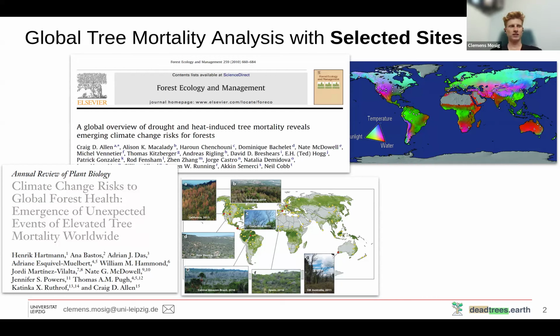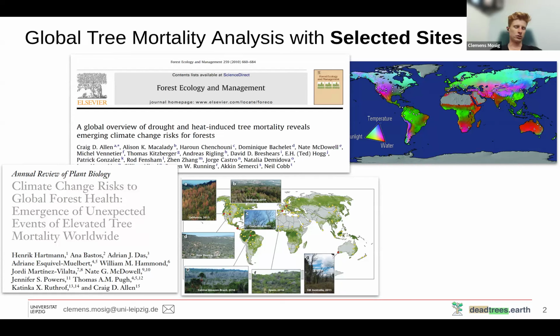So when you think about tree mortality at a global scale and mapping that, you maybe first think about Global Forest Watch. And Global Forest Watch is a product that has been there for the past 10 or 15 years now, who map forest loss instead of tree mortality, which is very different, at a global scale based on Landsat.